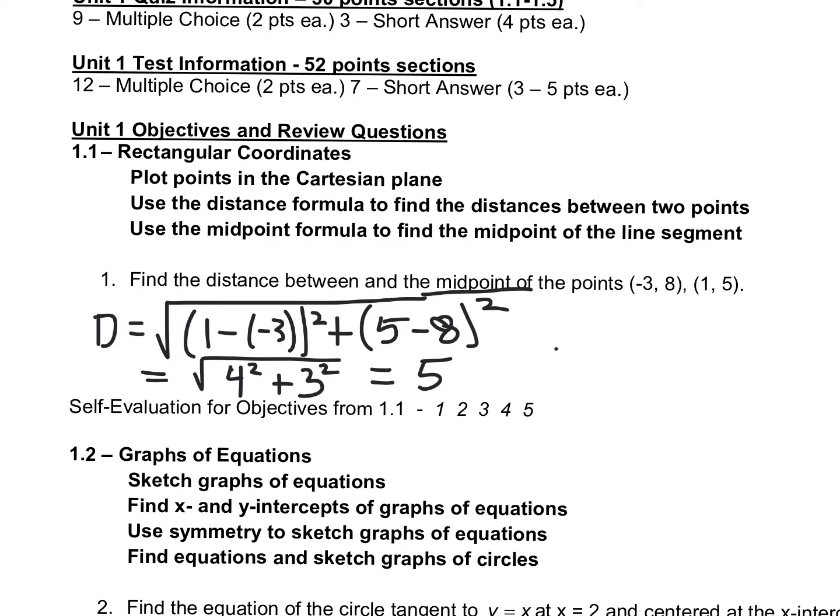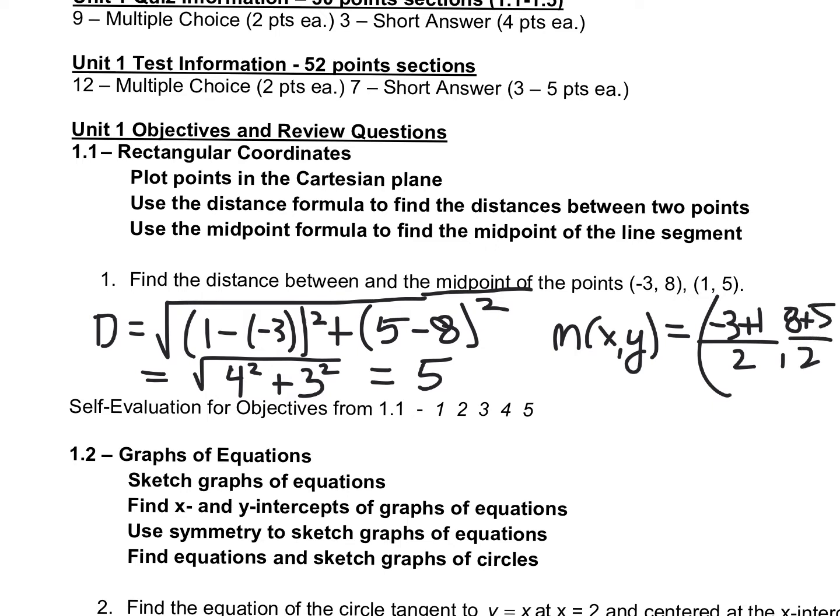Now we want to do midpoint. So we can call it midpoint x comma y equals, and that's the average of the x values. So negative 3 plus 1 divided by 2, and then average of the y values, 8 plus 5 divided by 2. And that's going to give us a negative 2 divided by 2 is negative 1, and then 8 plus 5 is 13 divided by 2 gives us 6.5, or 13 over 2.